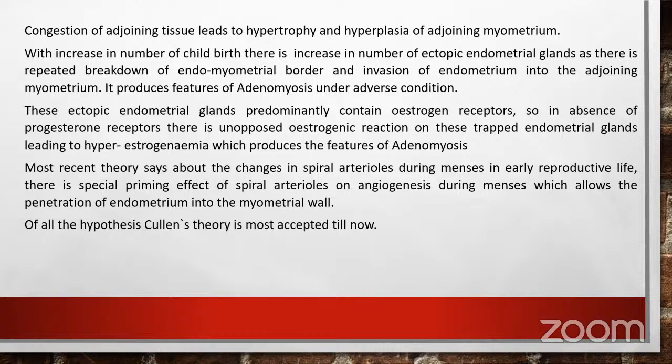The most recent theory talks about changes in spiral arterioles during menses in early reproductive life. There is a special priming effect of spiral arterioles on angiogenesis during menses, which allows the penetration of endometrium into the myometrial wall. Of all the hypotheses, Cullen's theory is most accepted till now.